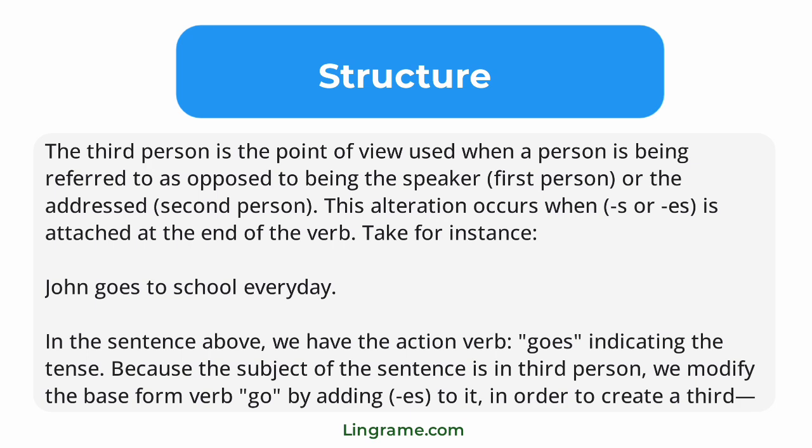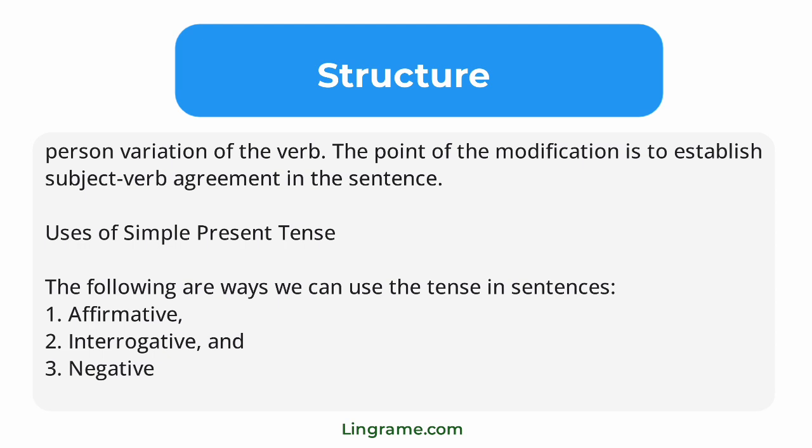Take for instance, John goes to school every day. In the sentence above, we have the action verb, goes, indicating the tense. Because the subject of the sentence is in third person, we modify the base form verb, go, by adding es to it, in order to create a third-person variation of the verb. The point of the modification is to establish subject-verb agreement in the sentence.